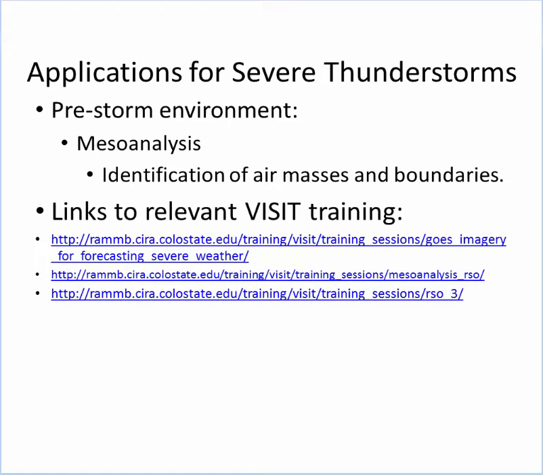The first application for analyzing severe thunderstorms with 1-minute visible imagery starts with the pre-storm environment, doing a mesoanalysis, identifying air masses and boundaries. And we've done quite a bit of this in the past in terms of VISIT training sessions, and I list 3 of them right here. Next, we'll look at an example of the pre-storm environment analysis.